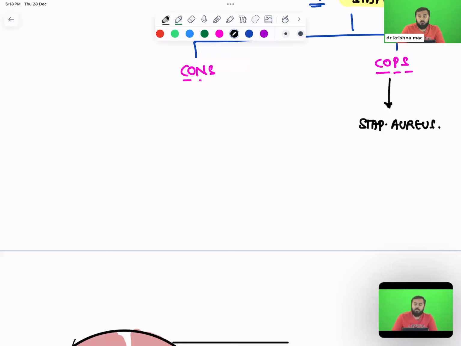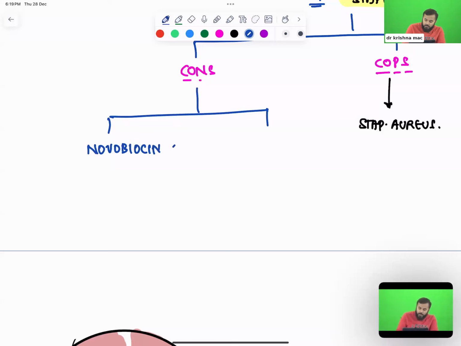Okay. When it comes to CONS, coagulase negative staphylococci, we divide these CONS into two types. What are these two types? One is called as Novobiocin sensitive. Another one is called as Novobiocin resistant. अभी ये Novobiocin का concept क्या है? All of you open your ears and listen carefully. What is Novobiocin? It is an antibiotic. Similar to Novobiocin, there are other antibiotics. For example, there is another antibiotic called bacitracin. Another antibiotic called optocin. ठीक है? ये लिखने की जरूरत नहीं है.